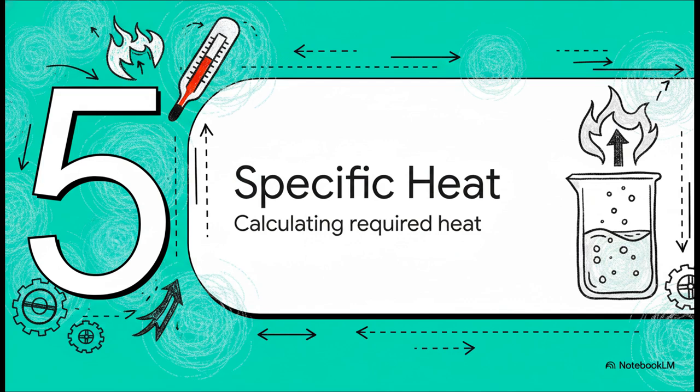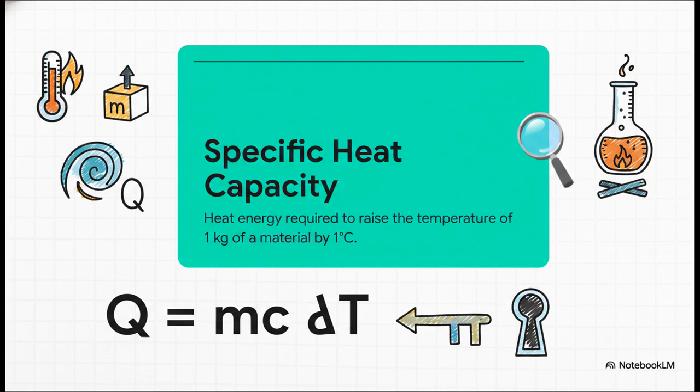Section 5. Specific heat. Calculating required heat. Enter specific heat capacity. In physics, we denote this with a lowercase c. This is defined as the amount of heat energy, which we call Q, required to raise the temperature of 1 single kilogram of a specific material by exactly 1 degree Celsius. Just like those thermal expansion coefficients we just looked at, specific heat capacity is an inherent, baked-in property of a material. And the master equation here, Q equals mc delta T, is your absolute key for solving any heat transfer problem. Heat equals mass times specific heat times the change in temperature.